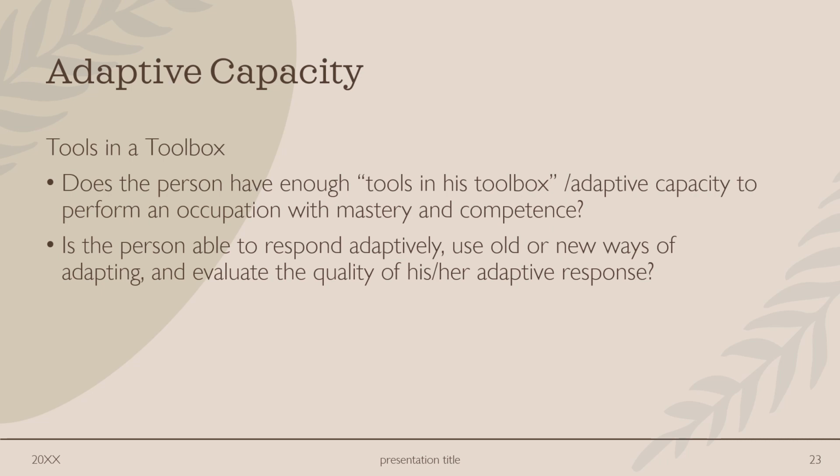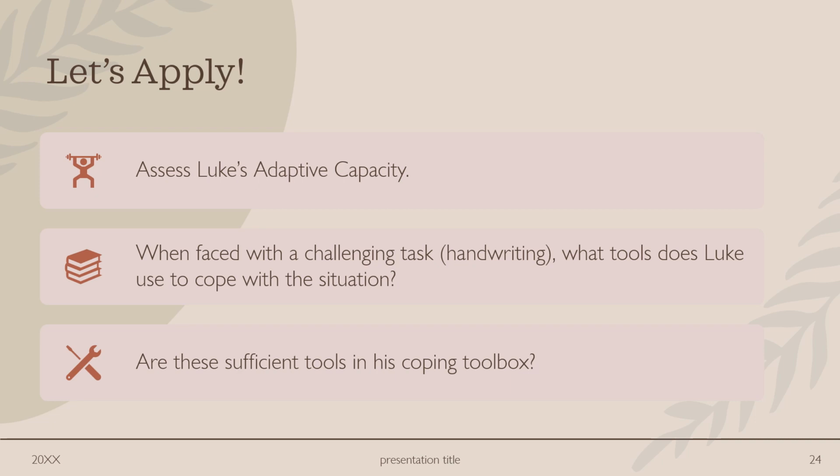So is he able to respond adaptively in using old or new ways of adapting and evaluating the quality of his or her adaptive response? He did not. He had no way of doing that. So that's when we talked about this in the MOHO. That's when we come in as OT practitioners and help give them some sort of adaptive tool or adaptive response or strategy, teach them when to know that they are becoming frustrated. So we help them see that they're becoming frustrated, and we give them some sort of strategy to bypass that.